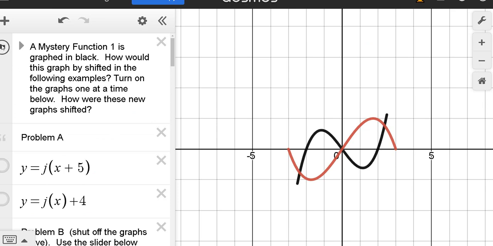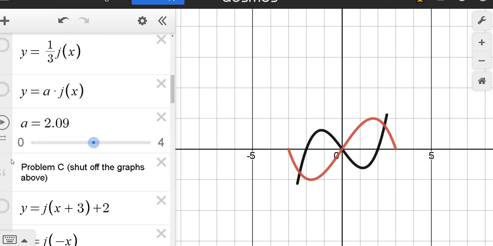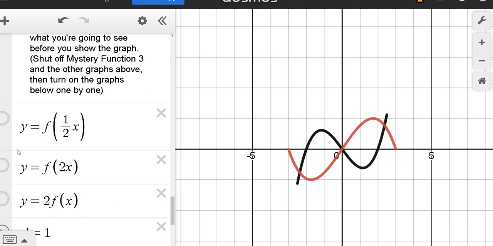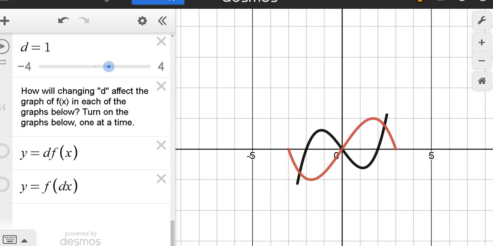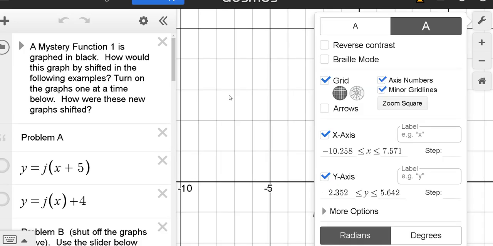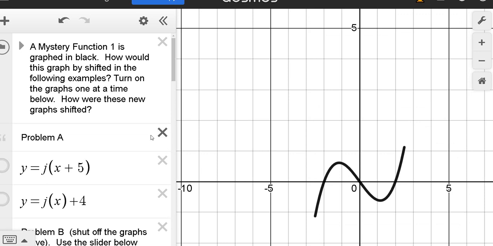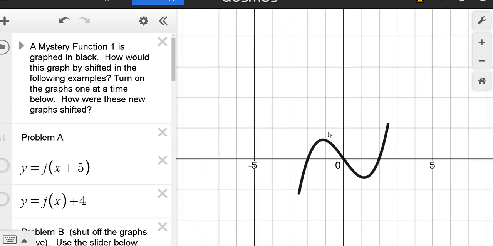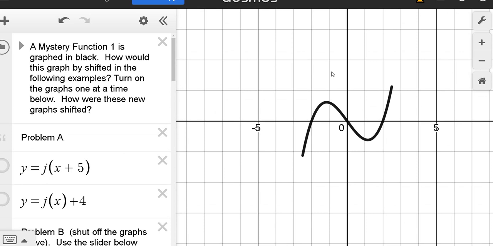For instance, let's see, I've got an extra function turned on here someplace. Let me just redo this. There we go. So here's our graph, j of x. What do you think is going to happen when I look at j of x plus 5? How is that going to be shifted compared to the original graph? Left by 5. Great. So once you understand these forms, we can make predictions for lots of different graphs.